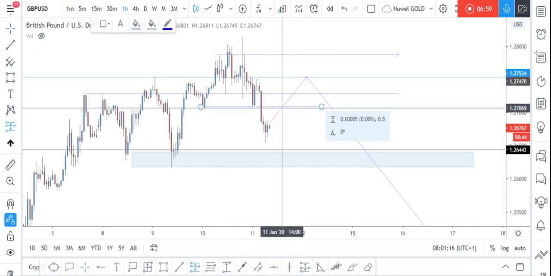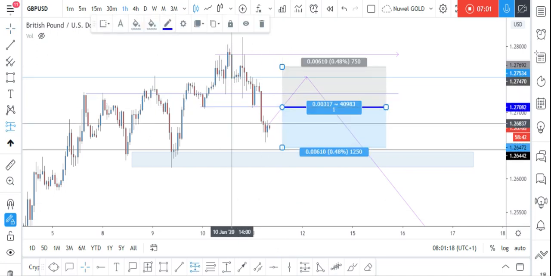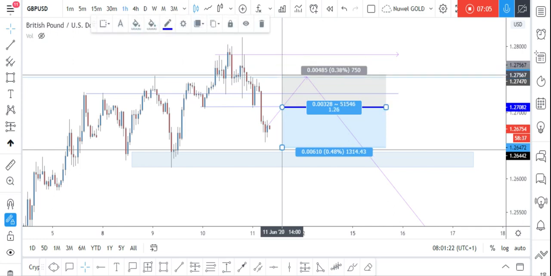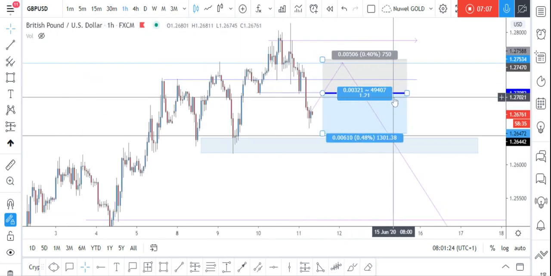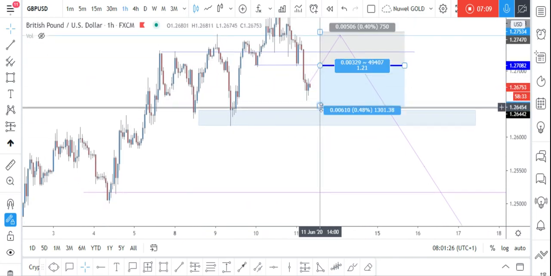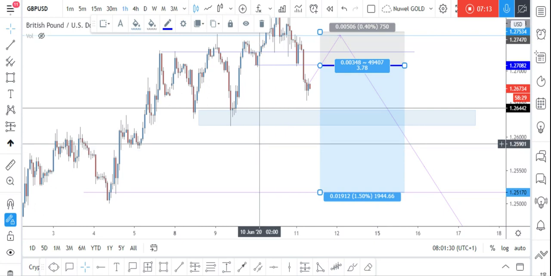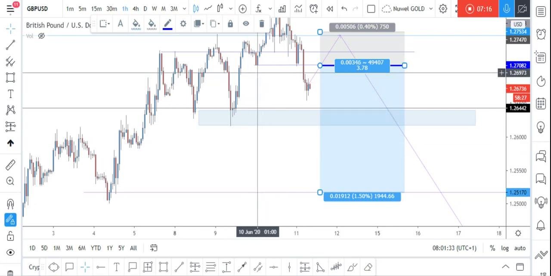We won't put a buy limit, but then we'll be looking for sells here. Maybe we can put our stop loss just above here, 50 pips stop loss, and then our overall target will be more or less 200 pips, 1.2500. So that's my quick wrap up on GBPUSD.